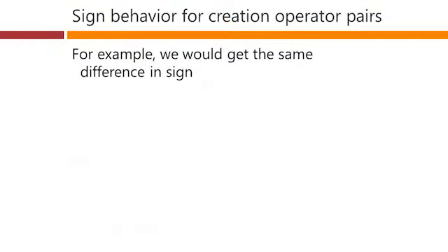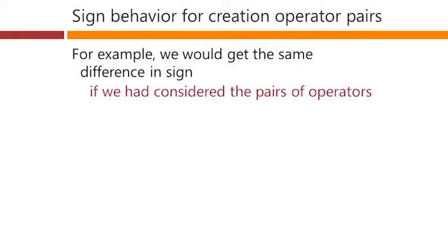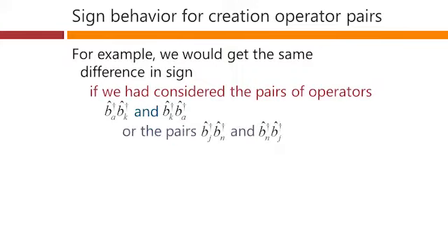Note, too, that this behavior is general. We always obtain opposite signs for the results if the particles are created in the opposite order. It does not matter what the initial state is or what specific state the particles are being created in. For example, we would get the same difference in sign if we'd considered the pairs of operators bk dagger after ba dagger or ba dagger after bk dagger, or these pairs here, any particular pair that we like.